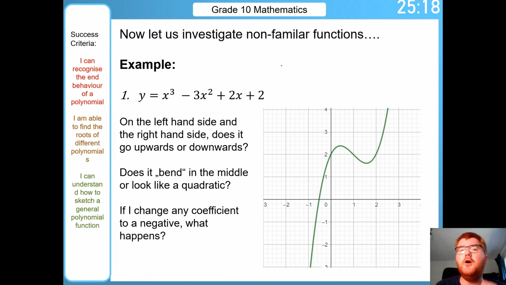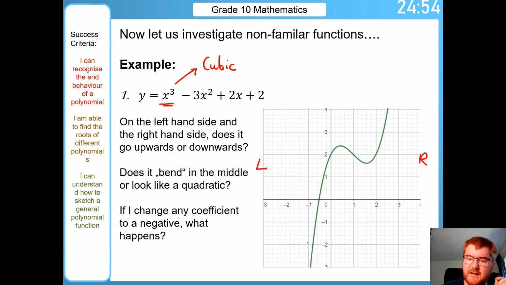Now, when we move on to more difficult polynomials, non-familiar functions, as I've said here, notice here we've now got a cubic because we have x to the power of 3. So we generally call this a cubic. And I've drawn this in GeoGebra to give you an idea of what the function looks like. So on the left-hand side and right-hand side, does it go upwards or downwards? Now, what do I mean by this? Well, we have left and right.